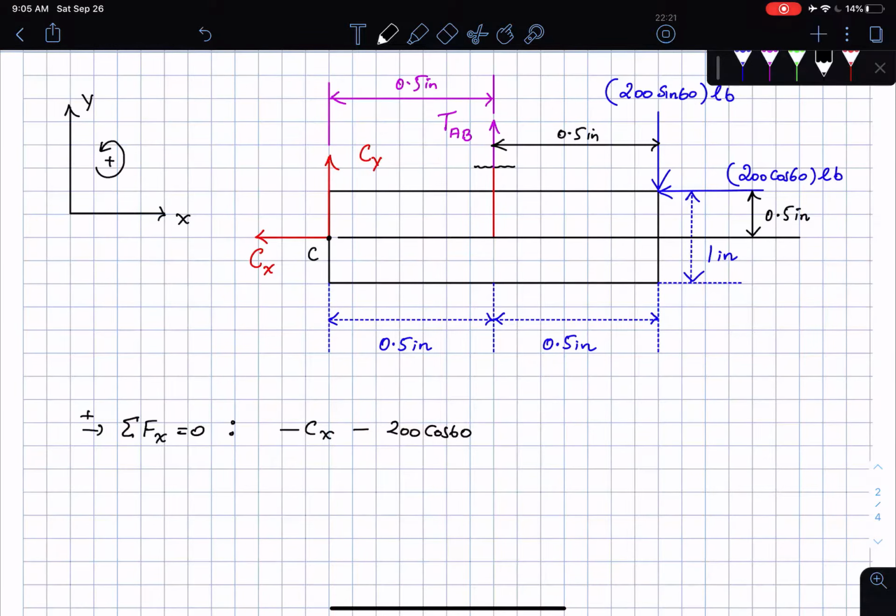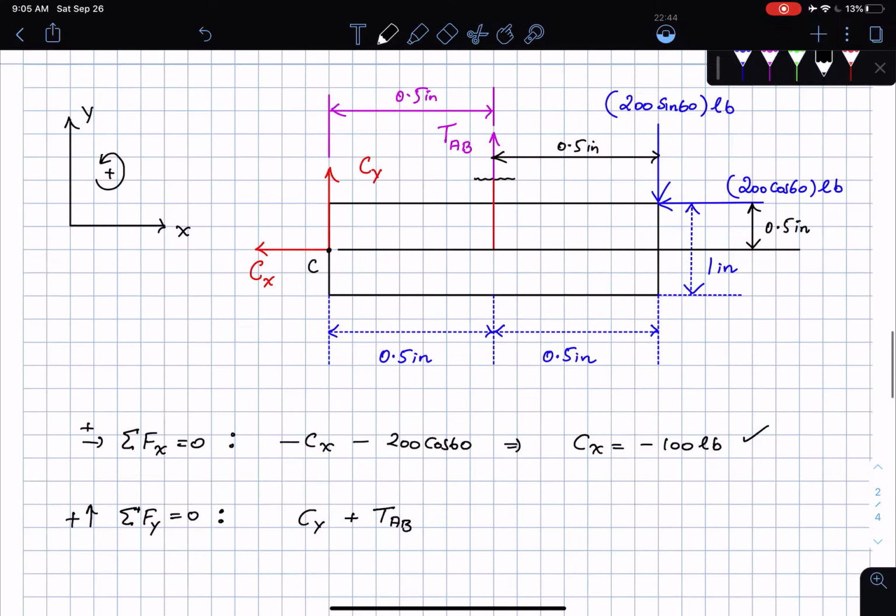Which tells me that cx is equal to minus 100 pounds, which is okay because I did not know the direction of cx to begin with. Even though I knew, I just acted as if I did not know. But this is completely fine. Sum of all the forces in the y direction is equal to 0. I have cy. TAB is pointing up. And then I have this force of minus 200 sine 60, which is pointing down. All of them have to be set to 0.